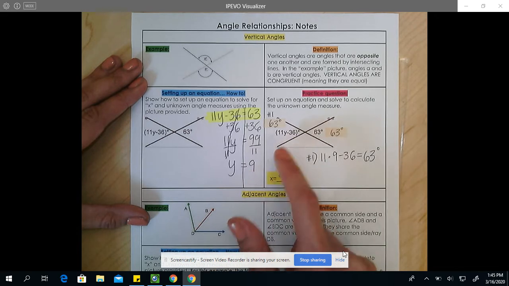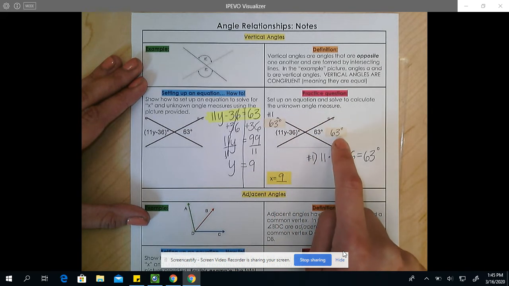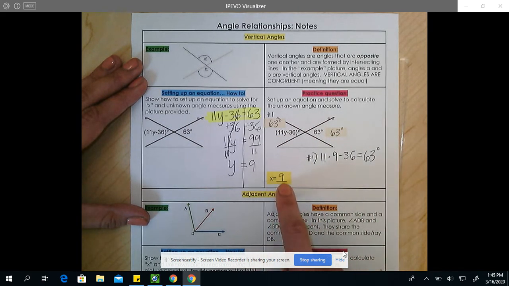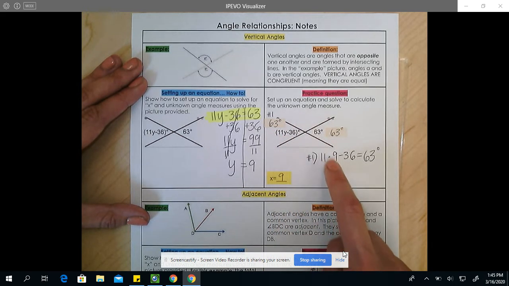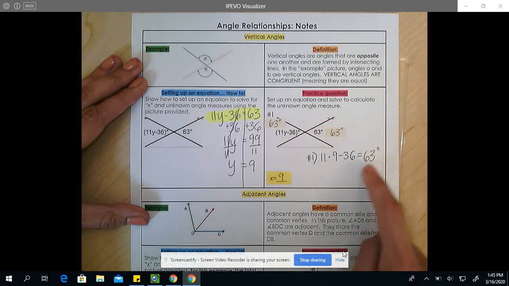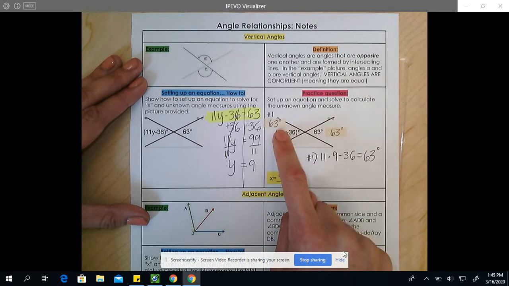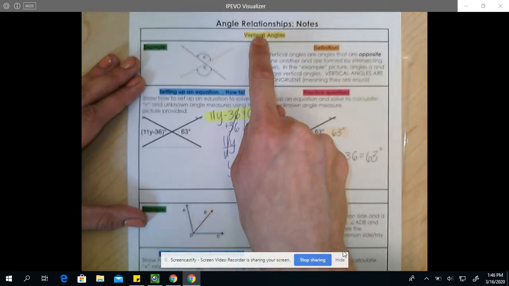The last step is to figure out missing angle measures. This angle we already knew is 63 degrees, so it has to be 63 degrees. This angle says 11 times y, which is 9, minus 36 will give you the angle measure. 11 times 9 minus 36 is 63. The measure of this angle is 63 degrees. We know that's true because they should be equal to each other anyways, since they are vertical angles.